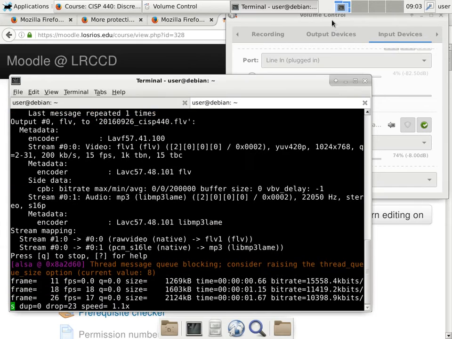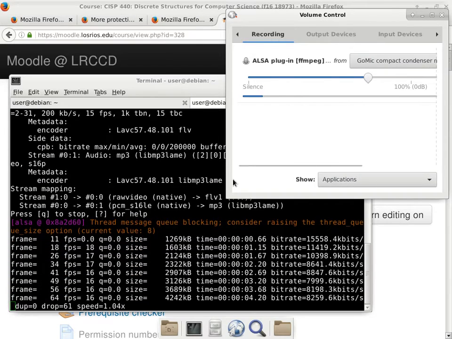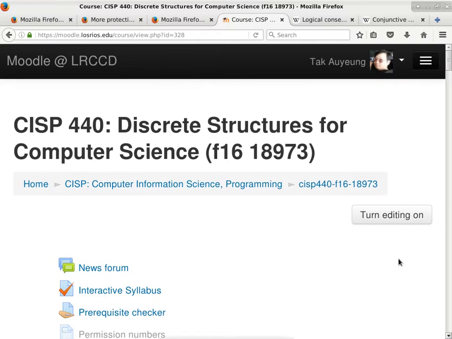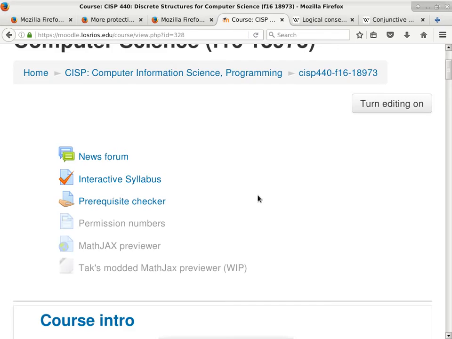20 gazillion options. Okay, the record is on. I just double check, make sure it's recording. And then we can get back to the notes here.